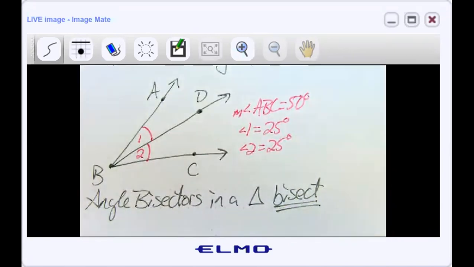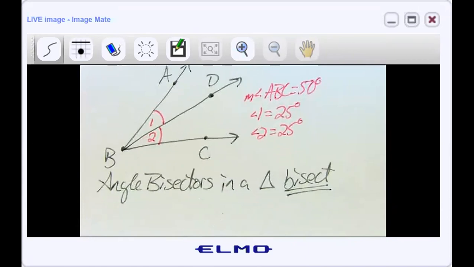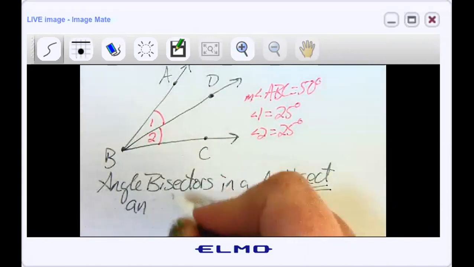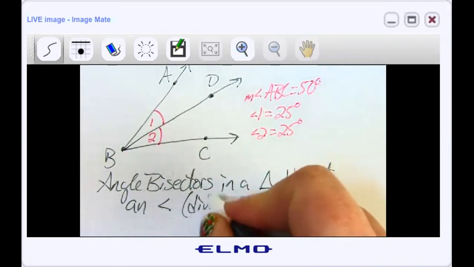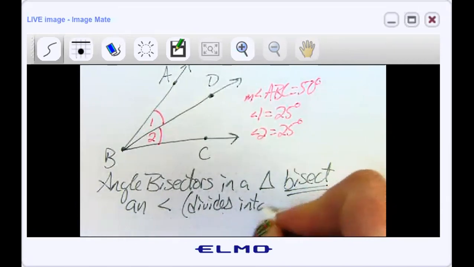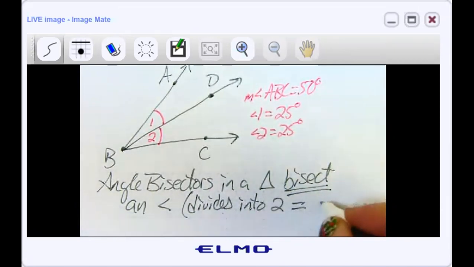Remember that vocab word, bisect. Bisect an angle just means divides into two equal angles. They have to be equal though. So if it's a 100-degree angle, it's got to be 50 and 50. If it's an 18-degree angle, it's got to be 9 and 9. You can't take a 20-degree angle, for example, and cut it into 15 and 5. That's cutting it into two angles, but they're not two equal angles. So the bisector part is crucial.